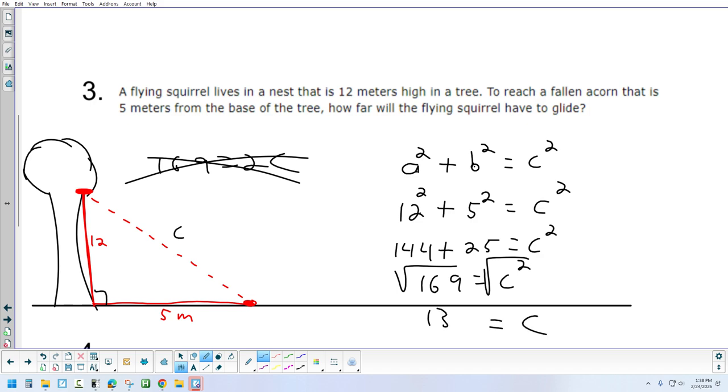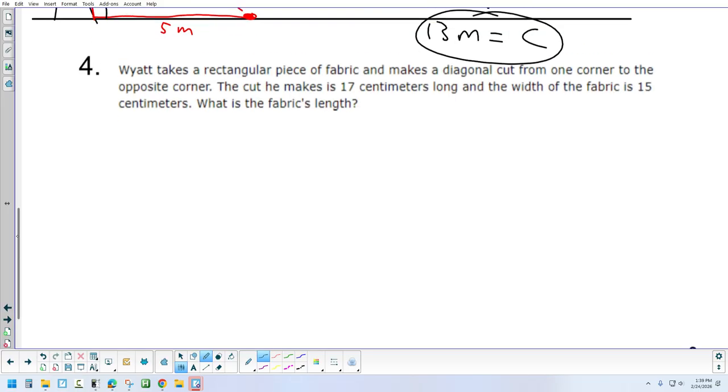And what should we put for a label on that? Meters. Meters. Yeah, so just use whatever unit they use in the original problem. So how far does the squirrel have to glide from the tree to the ground if they glide straight towards the acorn? 13 meters. Yep. Okay. And the last one.